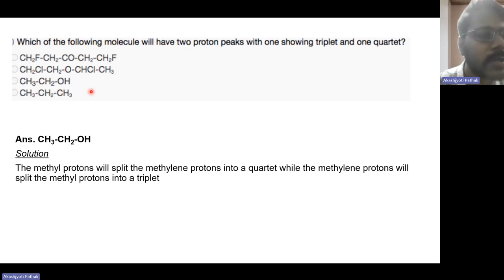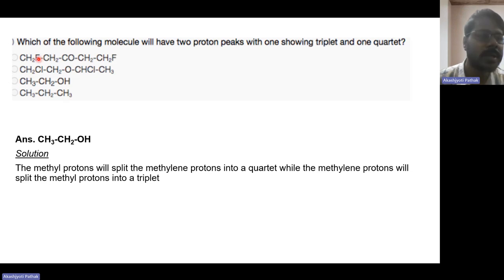Now in this question, we had seen such type of question. It has two proton peaks, one showing a triplet, another a quartet. So the answer for this is ethanol. Why is it ethanol? Because if you see CH3CH2OH, the most downfield shifted will be this OH proton, and then you will get this methylene proton, and then you will get the methyl proton. Now this CH3 is coupled to this CH2, so these two protons will cause splitting of this CH3 into a triplet. You apply the N plus one rule, and you will get the answer. And this methylene will be split into a quartet by this methyl group.